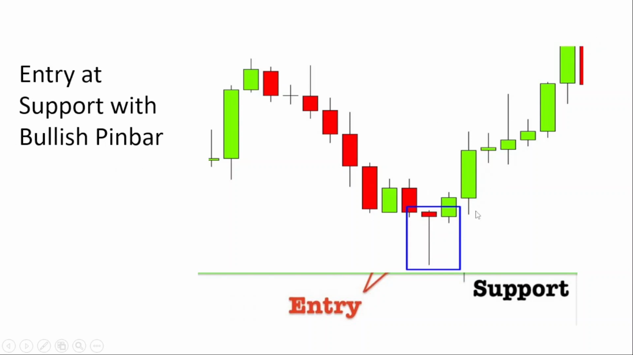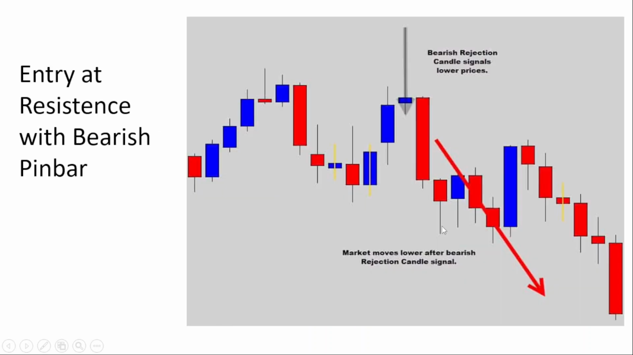So this is how a typical pin bar looks. This is the bullish pin bar. Even though the color of the candle is red, since it is formed at support, irrespective of the color, this candle is called a bullish pin bar candle.